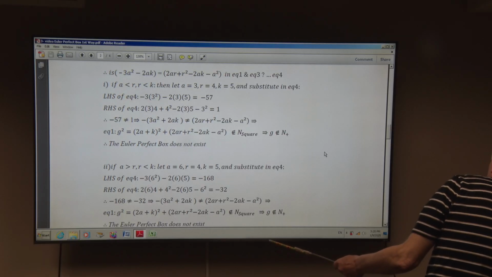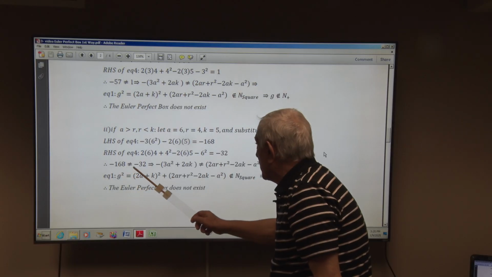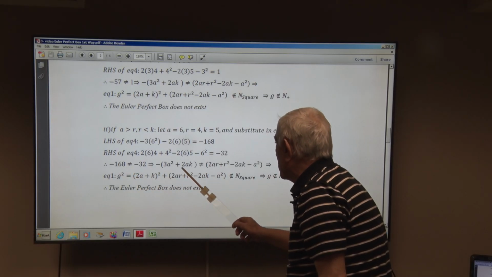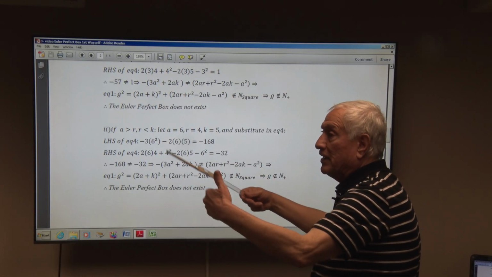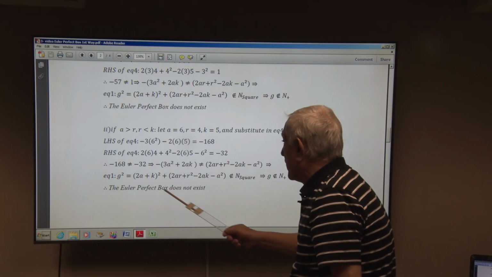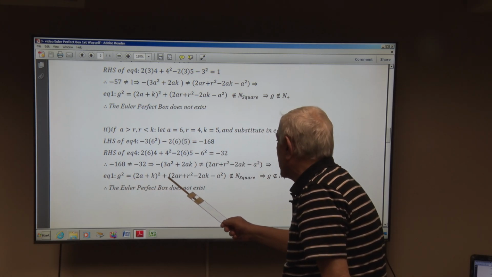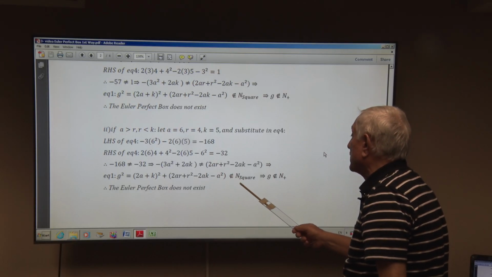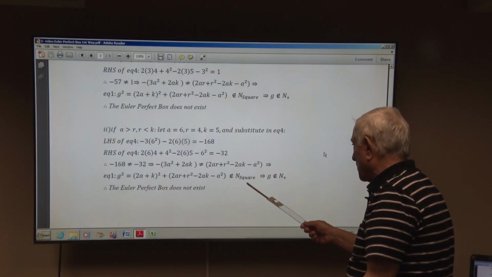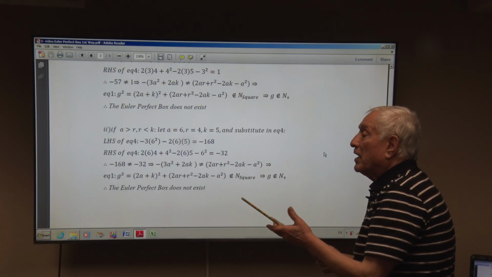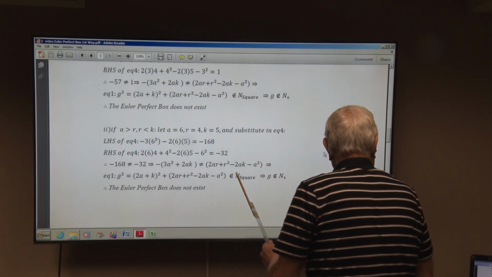Then this will affect who? It will tell us this expression is not equal to this expression, because the number values after substitution were different. Then equation 1 becomes what? G square equal to that plus that, which does not belong to n square. When it does not belong to n square, G also becomes not an integer, and then the Euler perfect box does not exist.